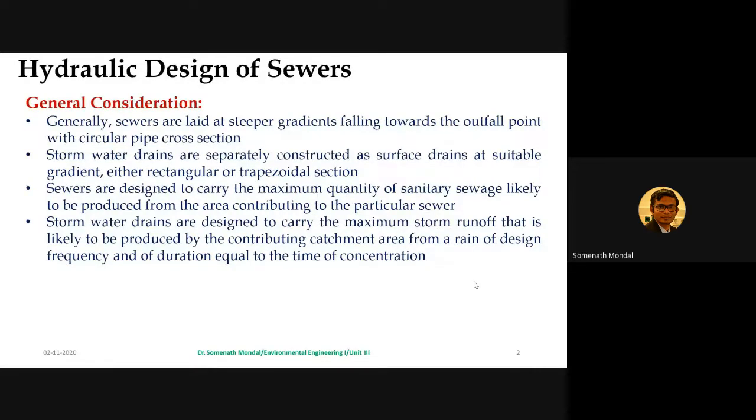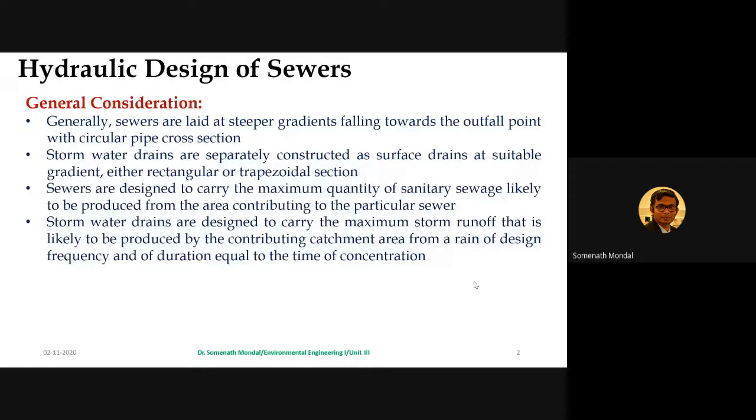Next, stormwater drains are separately constructed as surface drains at suitable gradient, either rectangular or trapezoidal. This is another thing. When I talk about sewers, at the same time I talk about stormwater drainage. In case of a partially separate system, or a separate system, we have a separate provision for the stormwater. Those are stormwater drains, and they are constructed separately at the ground surface itself.